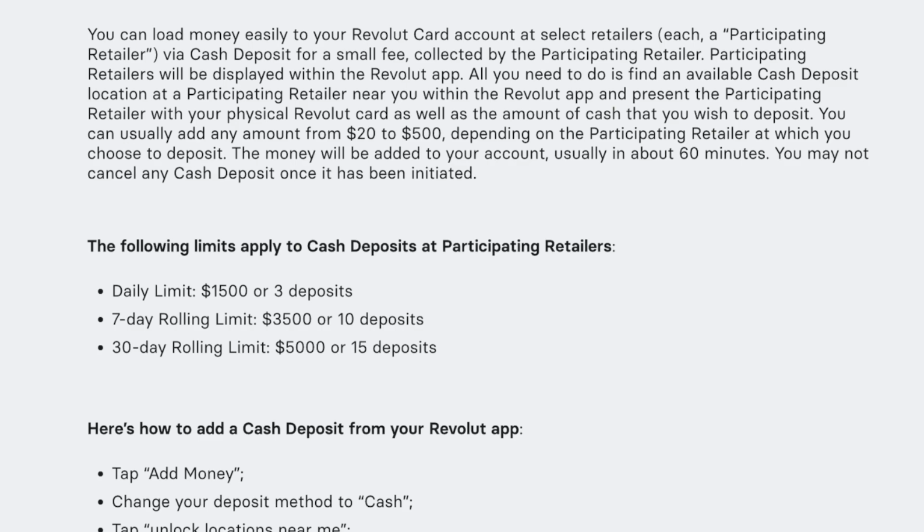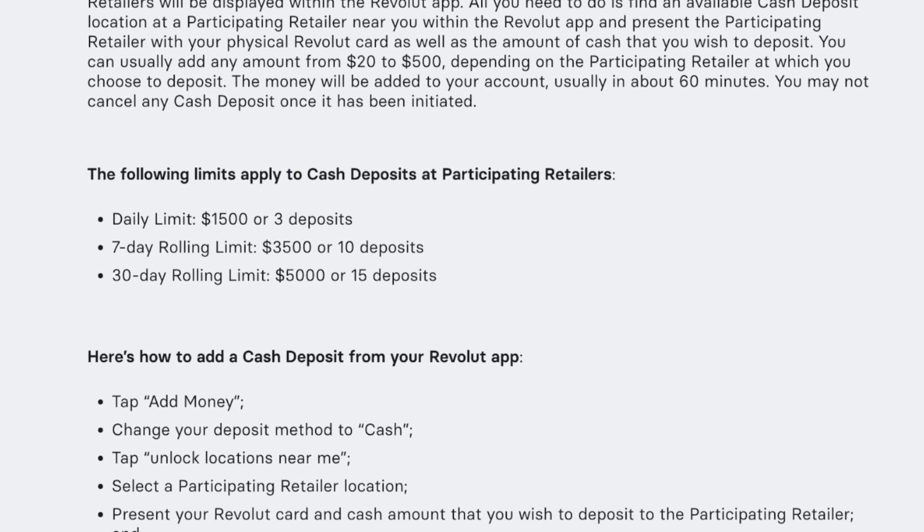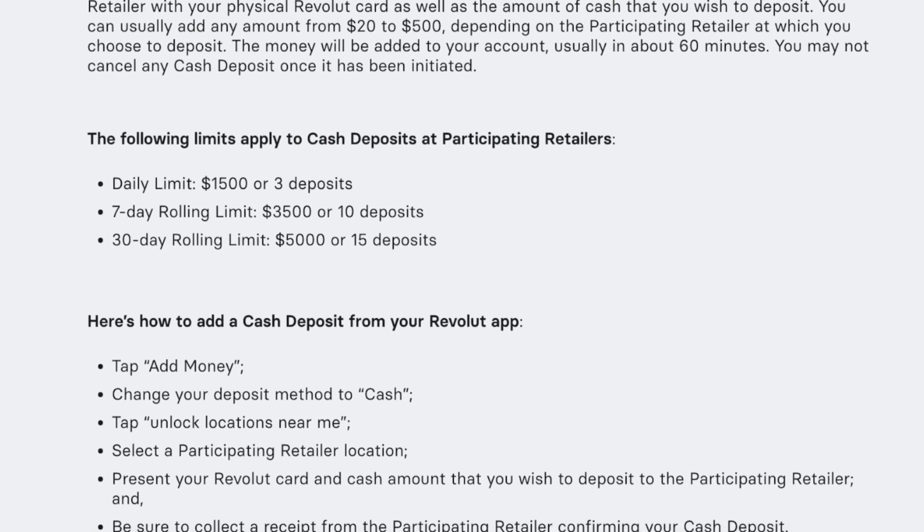Please note that the following limits apply to cash deposit at participating retailers. Daily limit of $1,500 or 3 deposits, 7-day rolling limit of $3,500 or 10 deposits, and a 30-day rolling limit of $5,000 or 15 deposits.